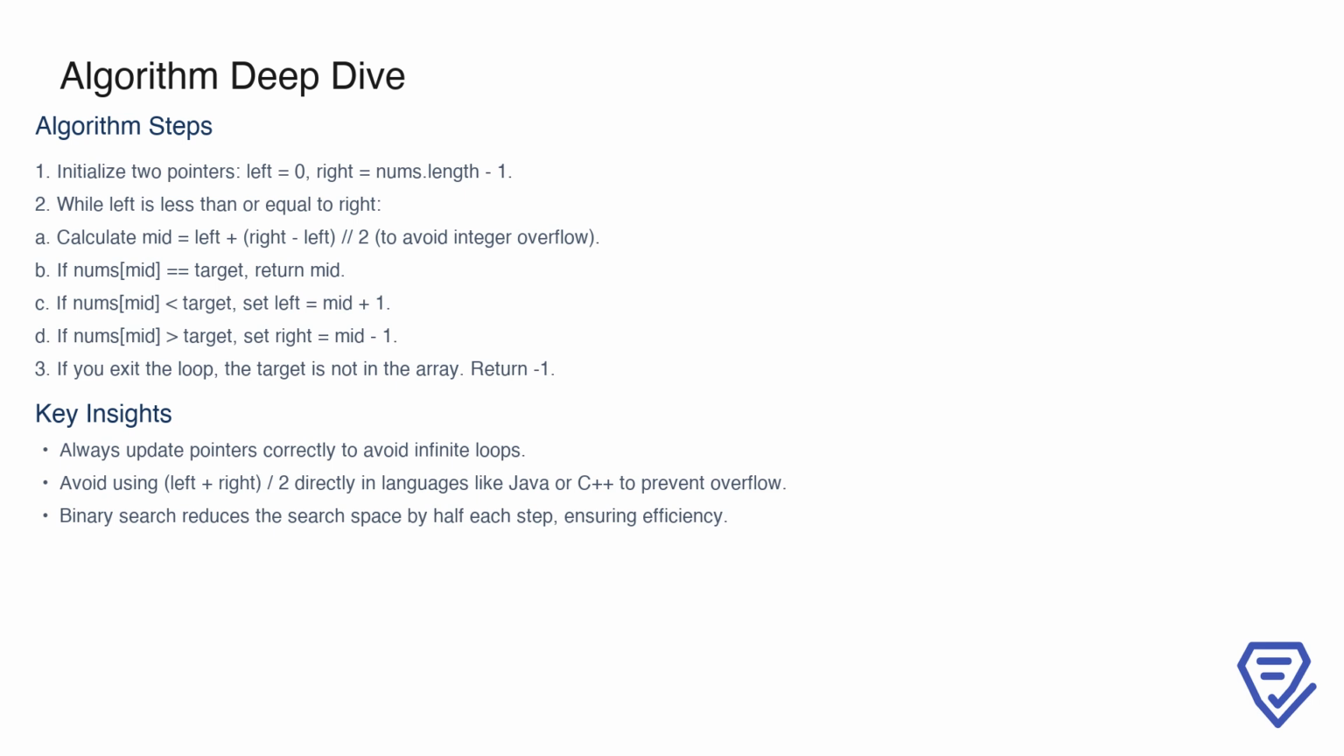If the number at mid is less than the target, we move left up to mid + 1, narrowing the search rightwards. If it's greater, we move right down to mid - 1, narrowing leftwards. If no match is found, return -1. Key insights include always updating your pointers after comparisons to avoid infinite loops. Computing mid this way is a best practice in some languages to avoid overflow. Binary search's strength is halving your search space with each step.